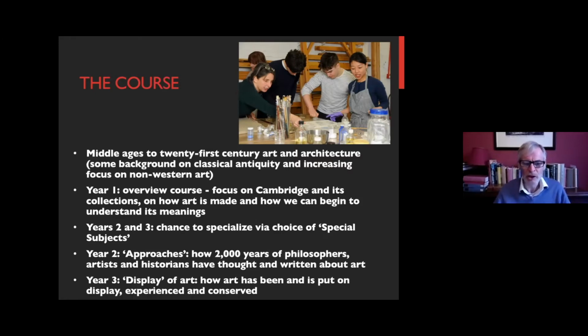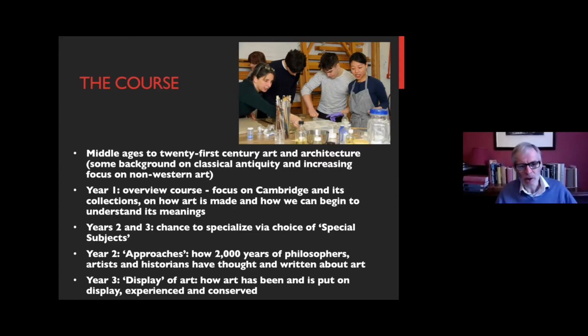And in the third year, the core course, the part 2B course, is called The Display of Art, and that is a course that considers how art has been and is today put on display in museums and in public spaces. It considers how we experience works of art, how they are presented to the public, how they are received. And indeed also there's some work in that course on how works of art and architecture are conserved and preserved. So that is the basic structure of the Tripos, from part 1 in the first year to part 2 in the second year and third year.